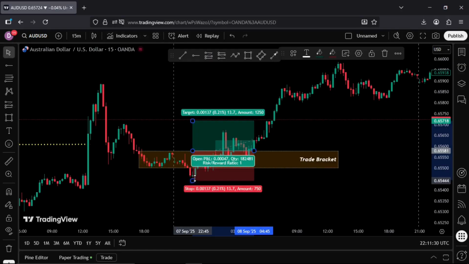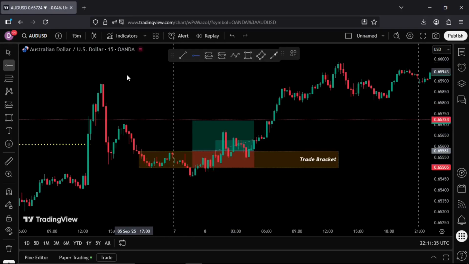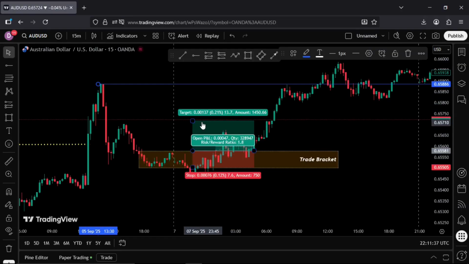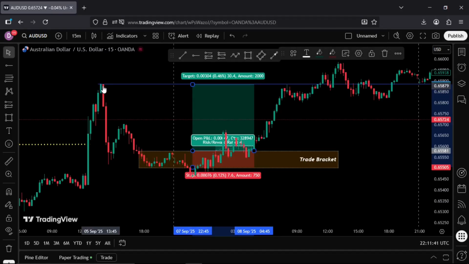So I want to measure now. I want to measure and make sure that this setup right here is at least a 1 to 2. So let me go ahead and drag it to that point. Remember, we exit our trades from where the trend started. So this right here will be our exit, right? And as you can see, this right here has a risk to reward ratio of 4.